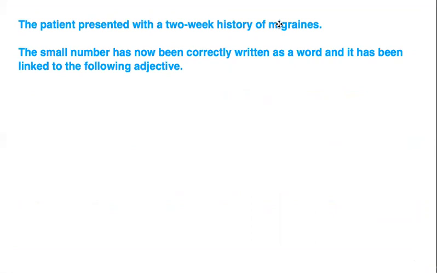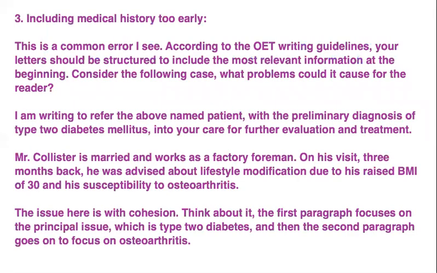So the small number has now been correctly written as a word and it has been linked to the following adjective. يبقى أي numbers from 1 to 99 اسمه small number. من المفضل في formal writing to write it in letters not numbers. Number 3, regarding the medical history.